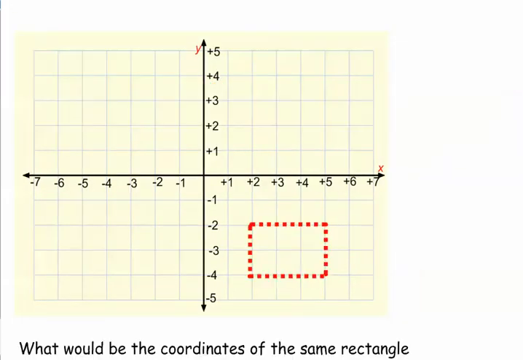All right. This one is not on your notes because you're going to do an example in a second. What would be the coordinates of the same rectangle, and I think I missed it over here, reflected over the x-axis? I'll write that. Over the x-axis. Okay? All right, so let's look at this.